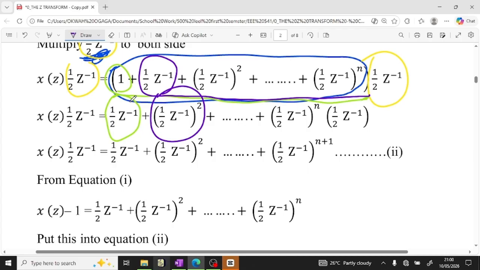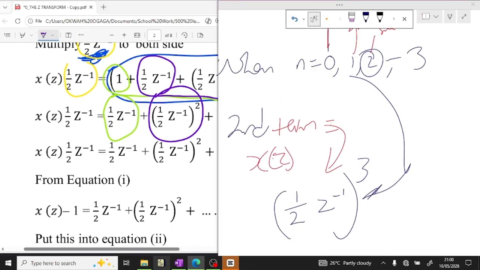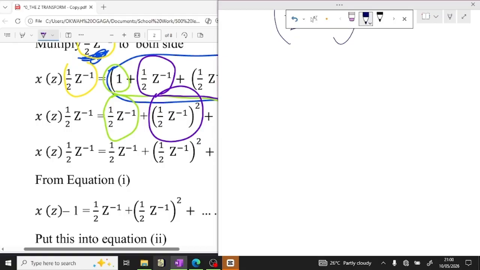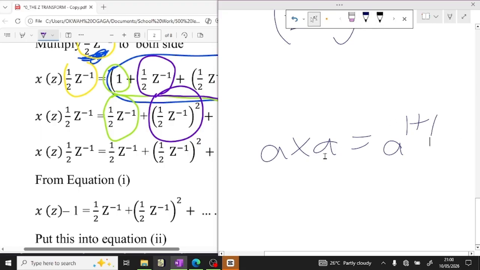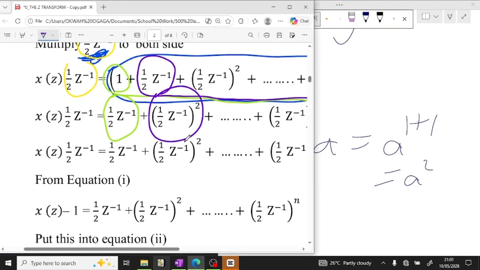Is that not so? Remember indices, where you say a times a is equal to what? A square. Because the two terms are the same. Let me break it down a bit. The two terms are the same. You pick one, then you now add their powers. Of course, a is raised to power invisible 1, raised to power invisible 1. Those invisible 1s add yourself, you now get what? A raised to power 2. So that's what's going on here.